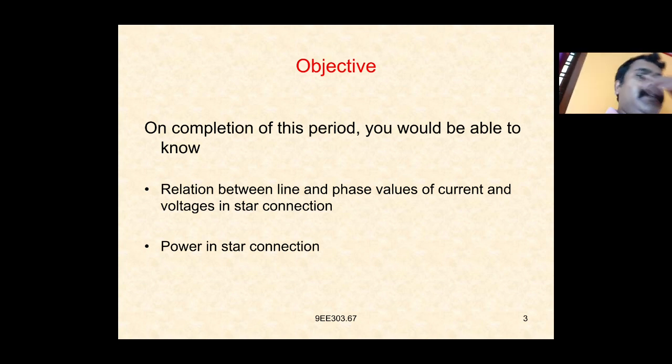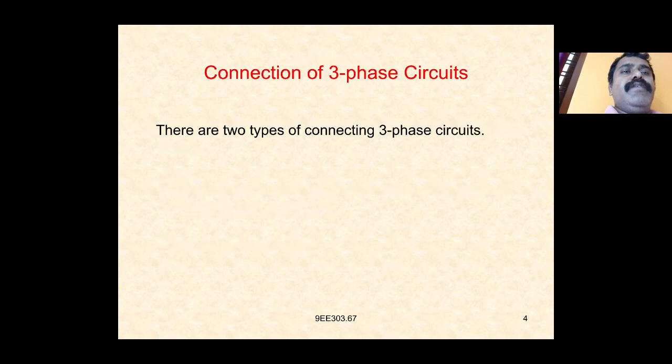Power is defined as the product of the voltage and the current. For three phase, we can express P is equal to root 3 VL IL cos phi, where VL is the line voltage, IL is the line current, and cos phi is the power factor.